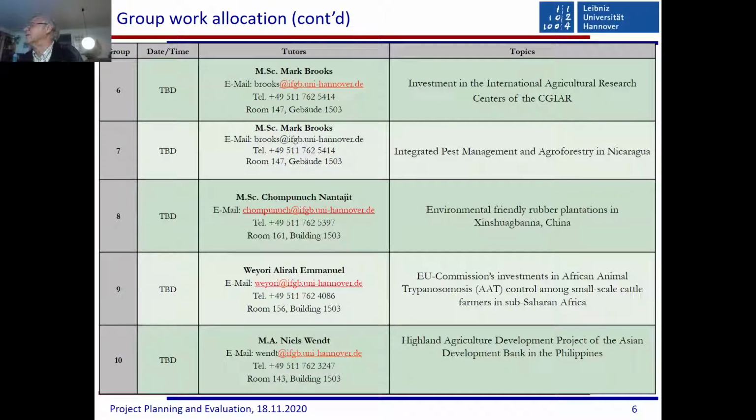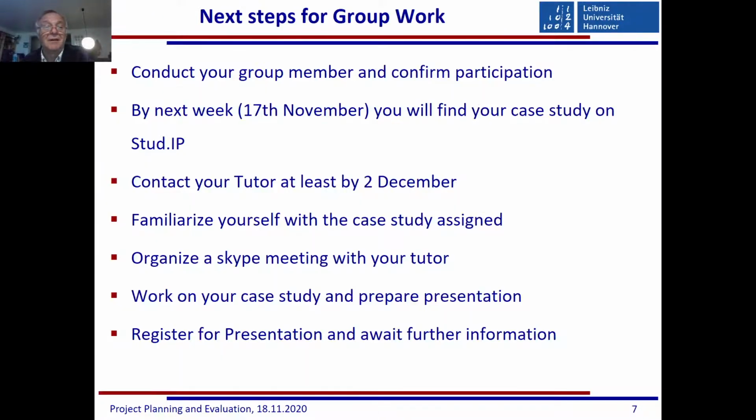So Sunita says, yes, I know my group. Okay, so you have contacted your group, Sunita, so they all know and they all agree. That's important for us. Yeah, I know my group and have contacted most of them. Okay, great, thank you. So yes, you contact your group members. I said by next week, 17 November, that was yesterday, you will find your case study on StudIP. No, sorry, it hasn't happened yet, but it will happen either today or tomorrow.